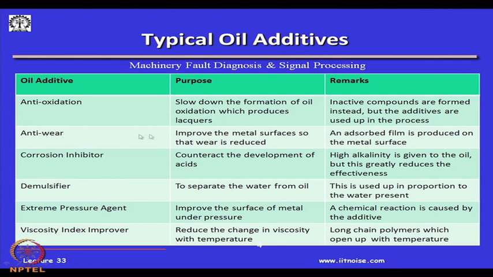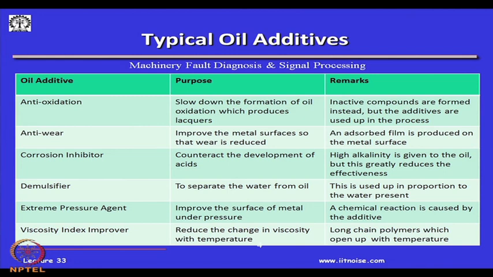Certain anti-wear additives are there so that the wear is reduced and a thin film is produced. And obviously, into some of these oils we need to give corrosion inhibitors, which basically is an alkali that we mix so that it counters the development of acids, and thus high alkalinity is given to the oil. Demulsifier is there to separate the water from oil. Usually in the plants, a lot of problems come because these oils get ingested with water, and this water forms a layer.